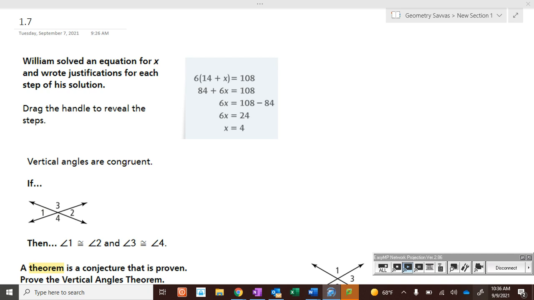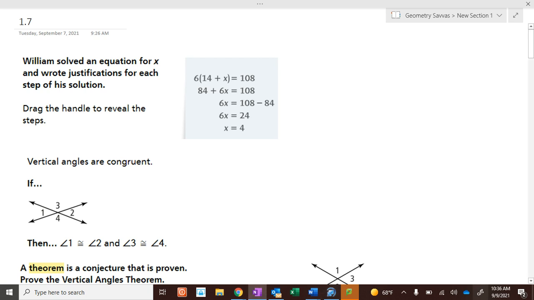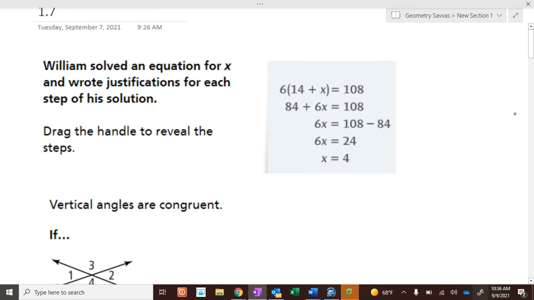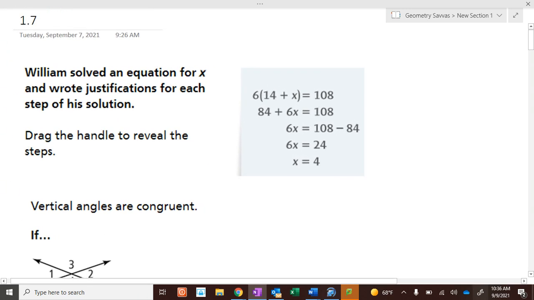Okay, section 1-7. What we're looking at in this section is proofs, proving statements. So, what we're going to do is first look at an algebra proof, which is a basic proof.